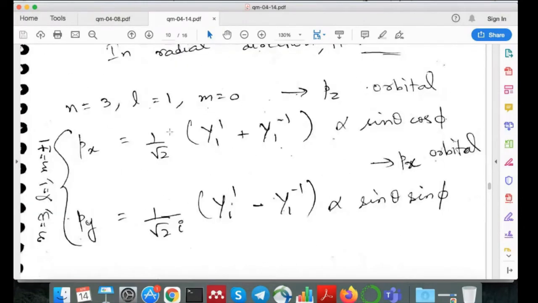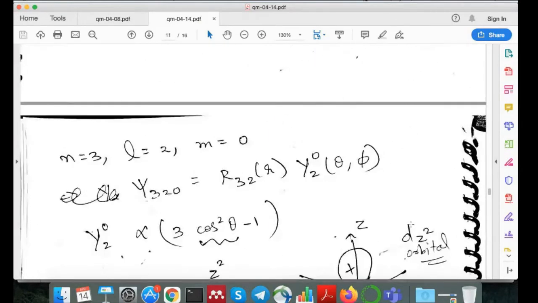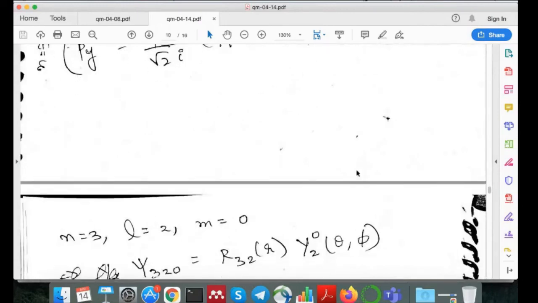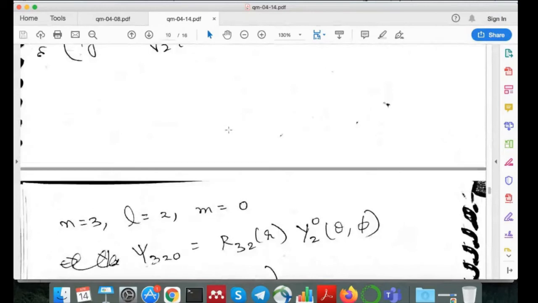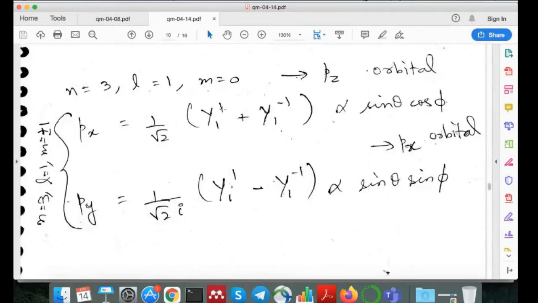And for l equal to 1, m equal to plus or minus 1, you can again do this type of linear combination, which is Y11 plus Y1,-1, and the other linear combination is Y11 minus Y1,-1. So this is your px and this is your py orbital. Those are exactly the same as we did here, so I didn't go into it in detail, because these are just your 3pz, 3px and 3py orbitals.